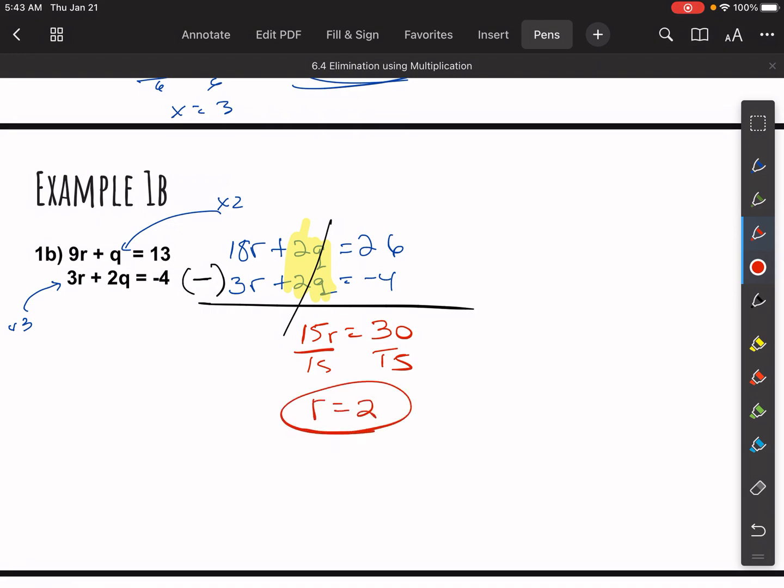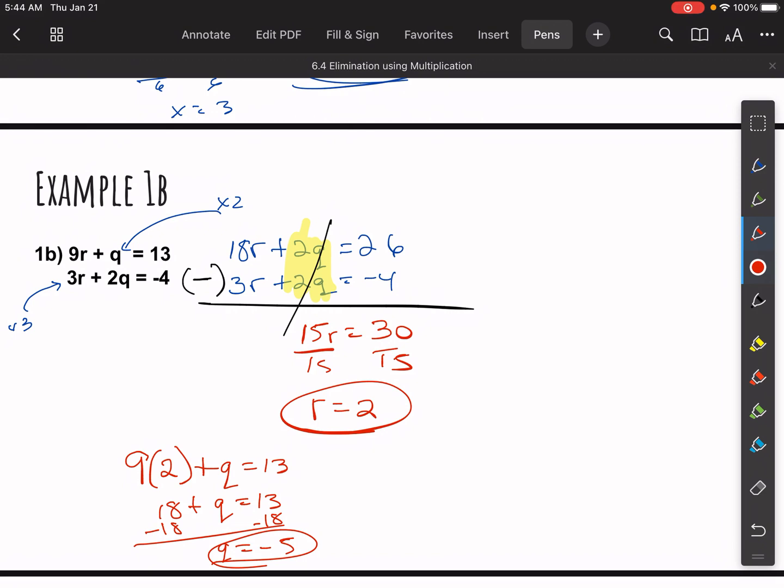I'm going to take that and plug it back into either equation. I'll choose the first equation. So 9 times 2 plus q equals 13. That's 18 plus q is equal to 13. Subtract 18 from both sides, and I get q is equal to -5.